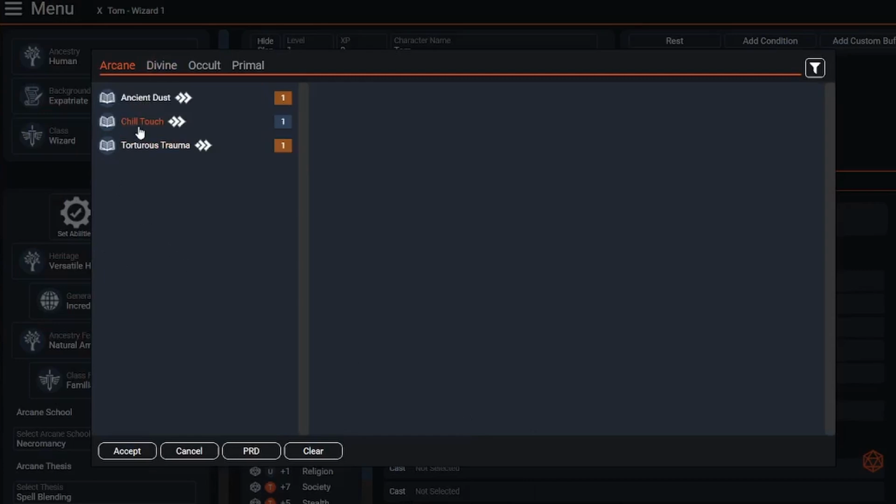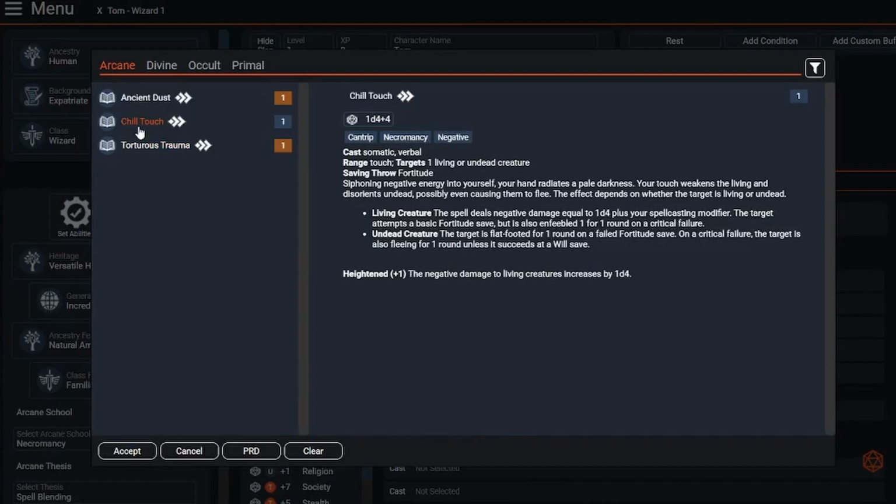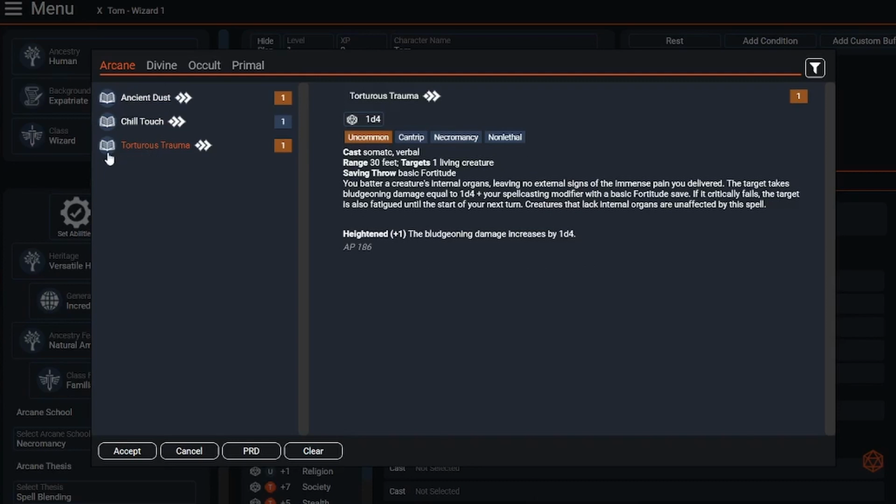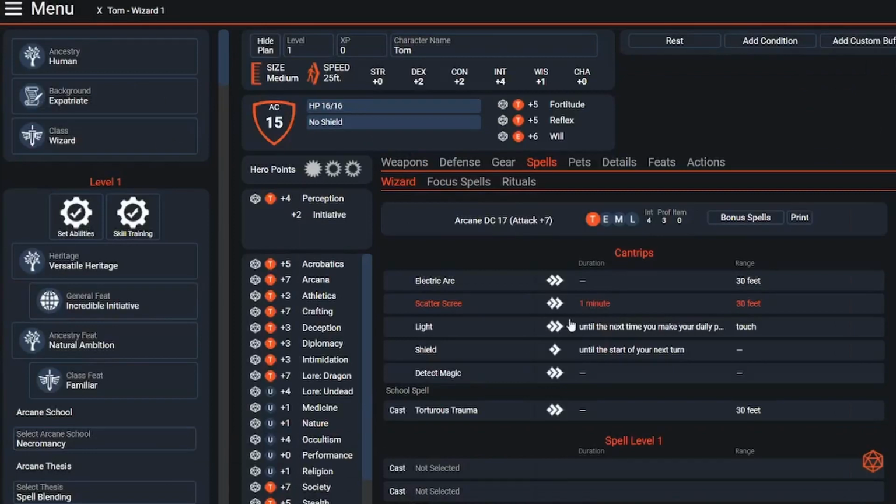We might be stuck only with Chill Touch if our DM does not allow us to take these two uncommon choices. If we aren't, I would take Torturous Trauma for a damage cantrip which targets Fortitude instead of Reflex. So when we are facing enemies against which Scatter Scree or Electric Arc are not very reliable, we can use this as a fallback option. The necromancy cantrips are not that exceptional though.